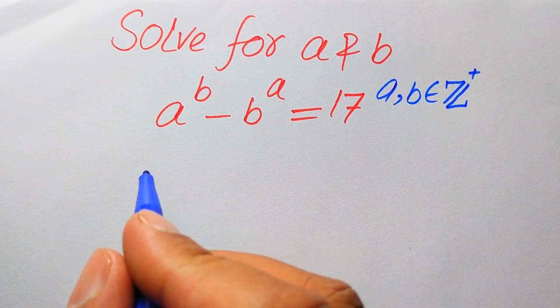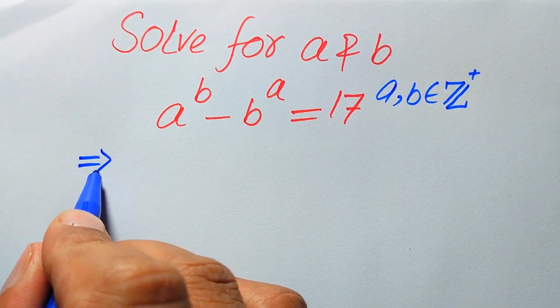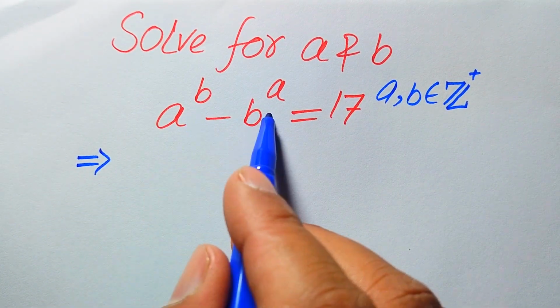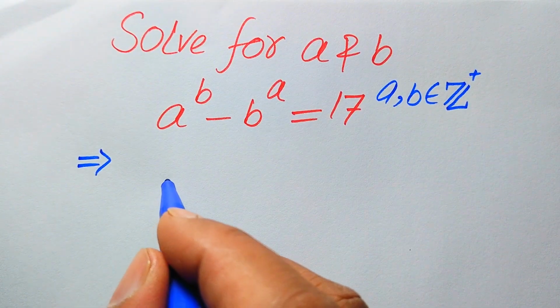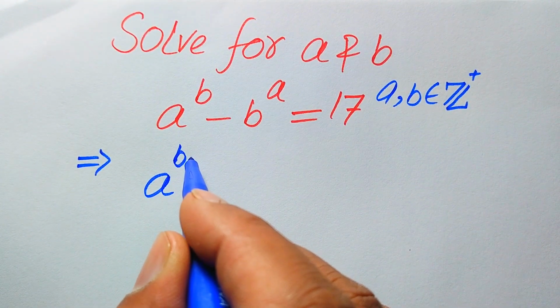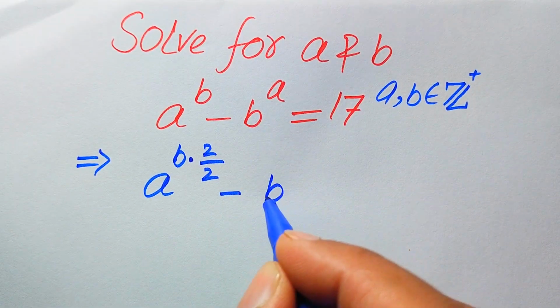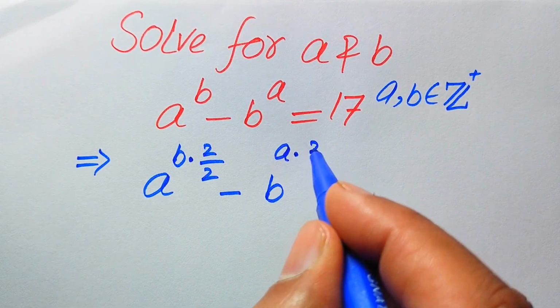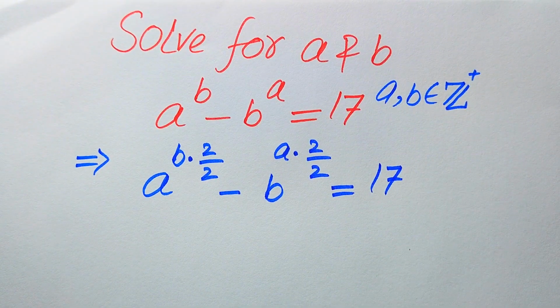So we move towards the solution of this problem, and the very first thing we are going to do is multiply and divide the exponent of both of these two terms by 2. It will be written as a to the power of b multiplied by 2 over 2, minus b to the power of a multiplied by 2 over 2, equals 17.